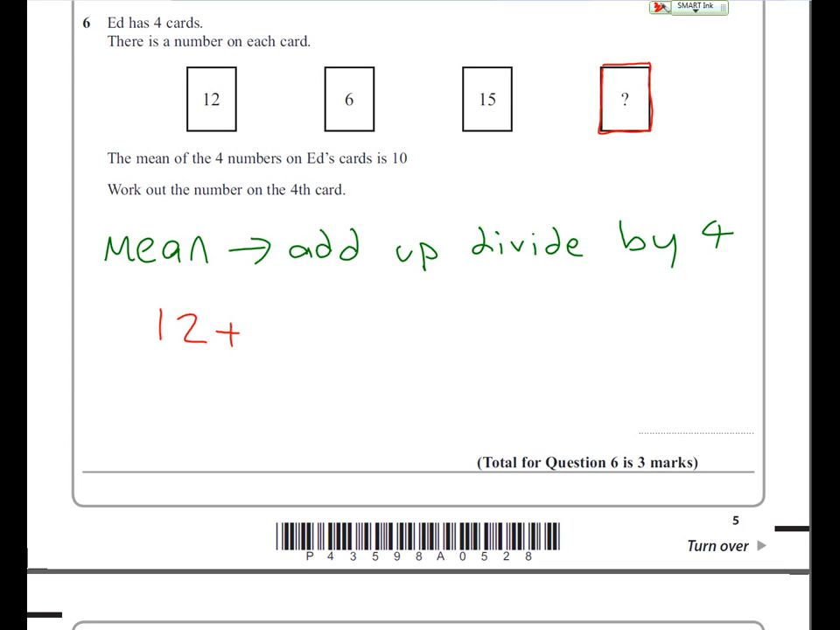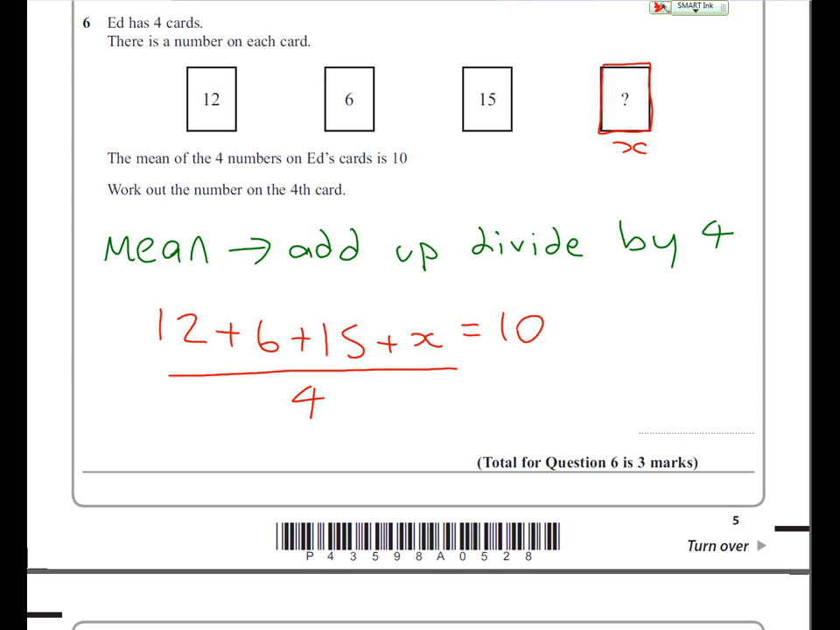12 plus 6 plus 15 plus a mystery number. Why don't we call it x? Because we should all know algebra. Equals, well, what's it add up to? If you add them all up and divide by 4, you get 10. So, big divide line to show dividing them all by 4.